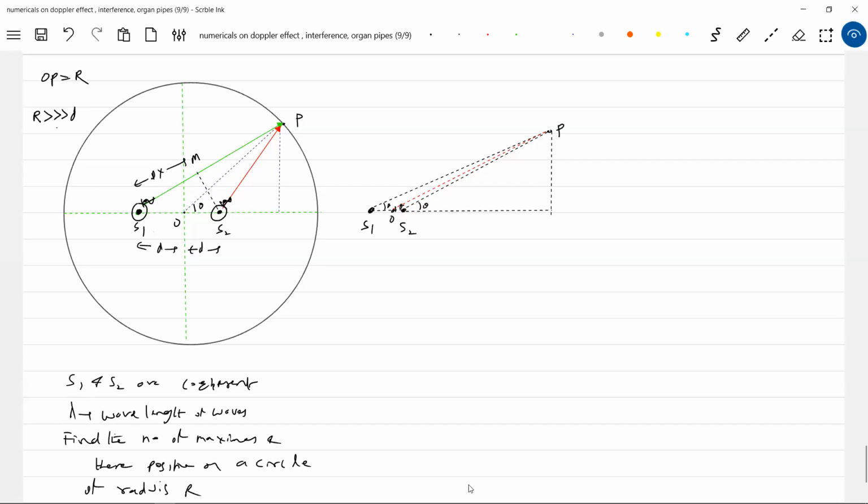The angle subtended by the lines joining S1P, S2P and OP with the horizontal will be the same. That is theta. This condition is very important. If R is very much greater than d, say this is 10 meters and this is 1 centimeter, definitely if you measure these thetas with a protractor, they are going to be the same.